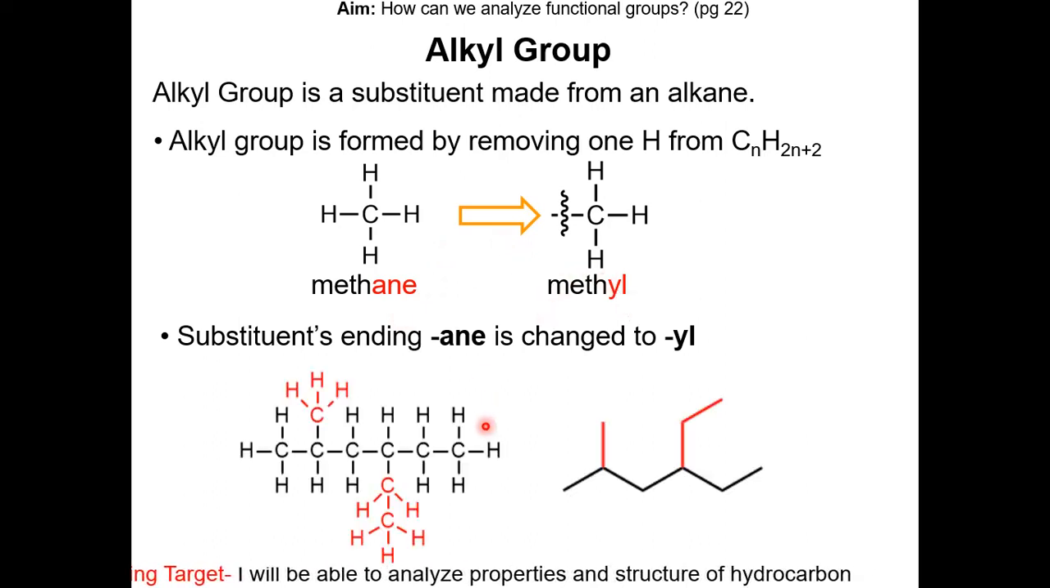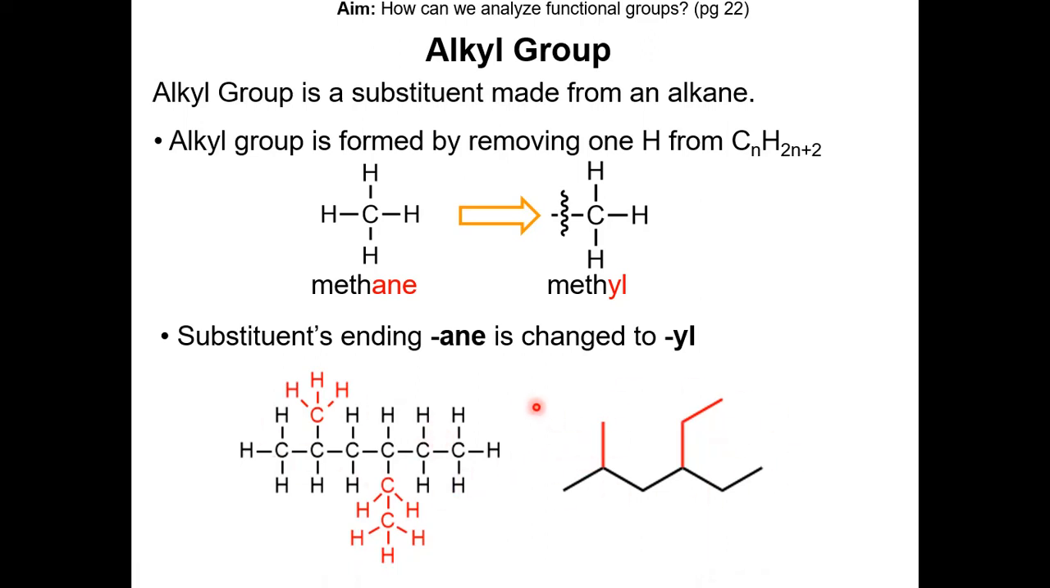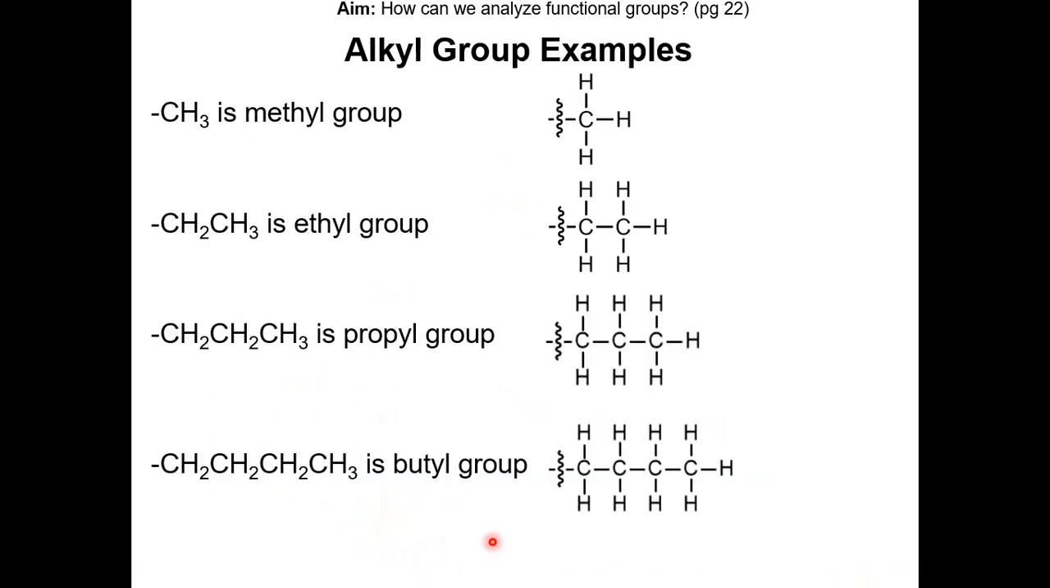Here's an example of a molecule with alkyl groups. Here's the structural formula. Here's the line diagram. The alkyl groups are highlighted red. This is the methyl group. This is the ethyl group. Here are some examples of alkyl groups. Methyl is 1 carbon. Ethyl is 2 carbons. Propyl is 3 carbons. Butyl is 4 carbons, and so on.